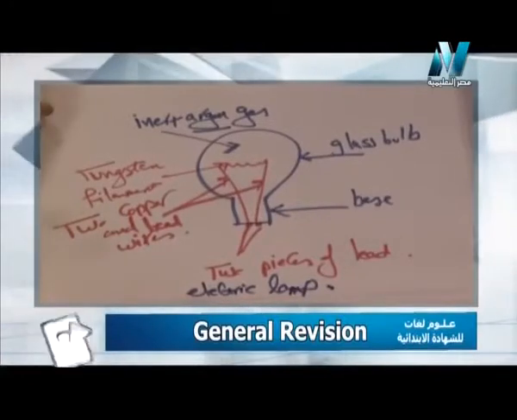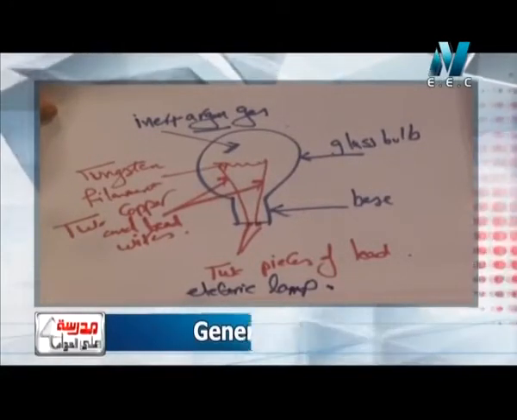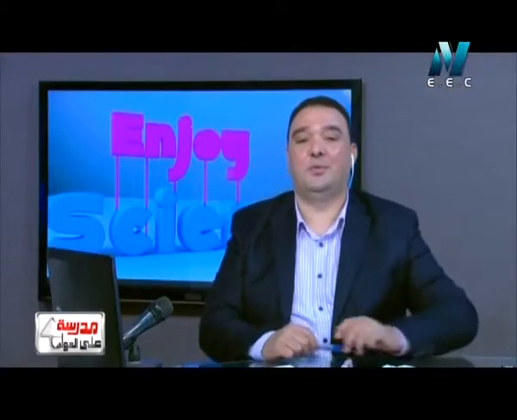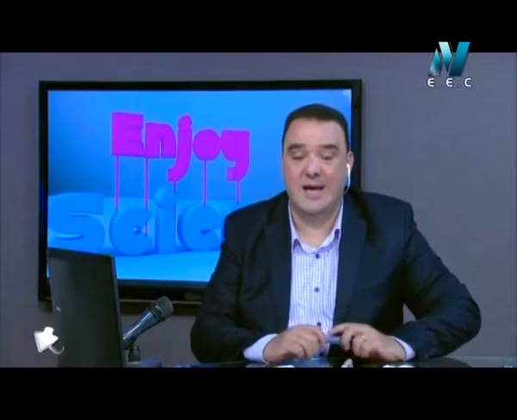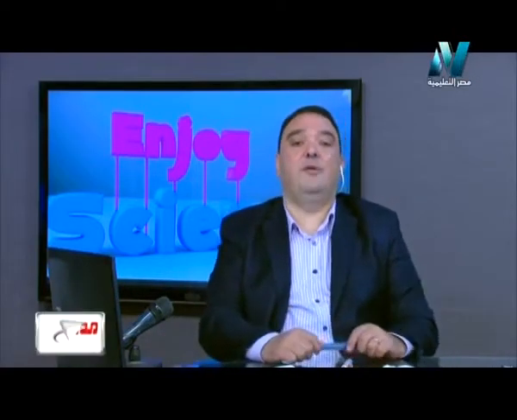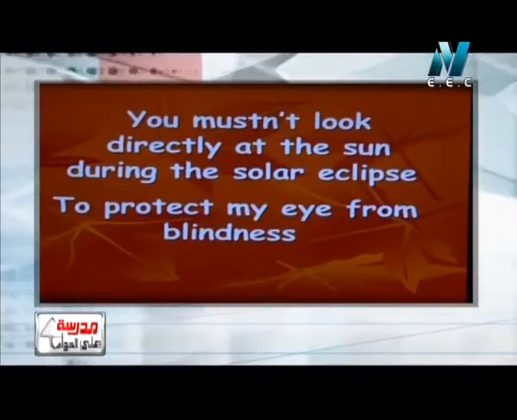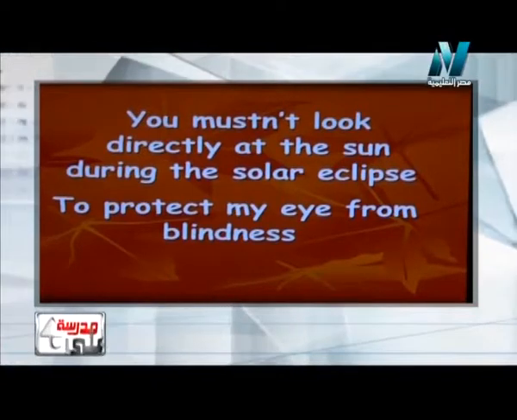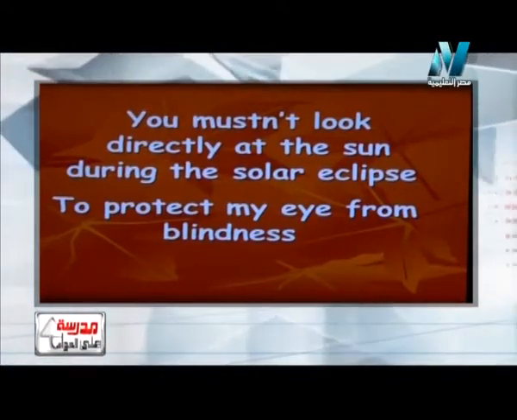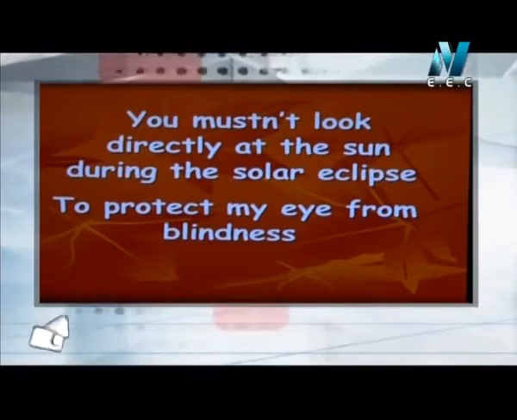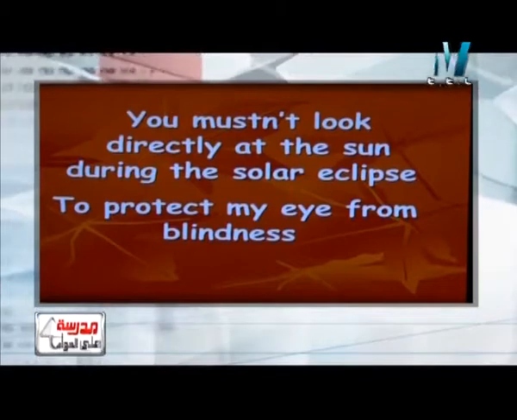So now let's go back to our questions which we started today, and I think they are very important questions. It's a give reason question. You mustn't look directly at the sun during the solar eclipse. Why? To protect my eye from blindness, as the sun emits harmful radiation such as ultraviolet and infrared radiation. Again, you mustn't look directly at the sun during the solar eclipse to protect my eye from blindness.